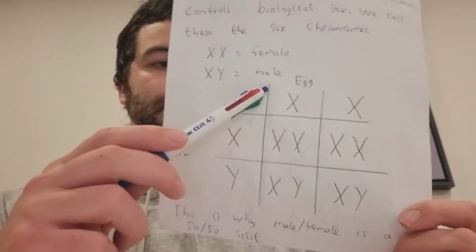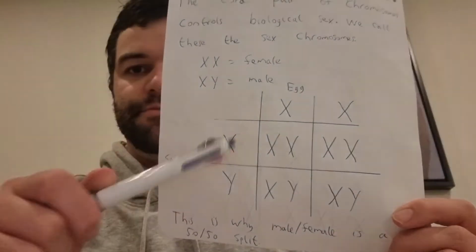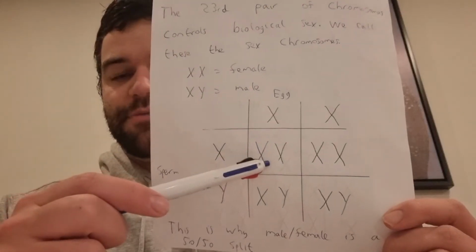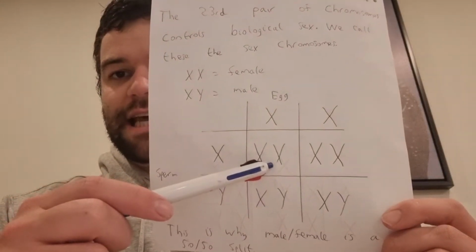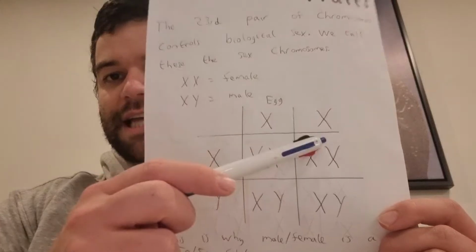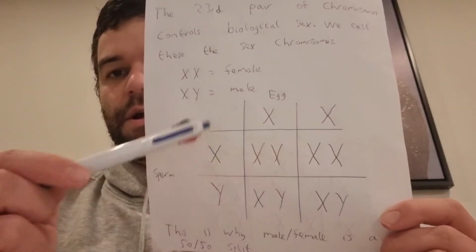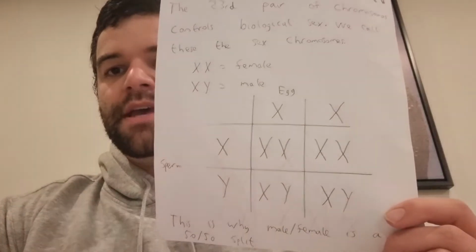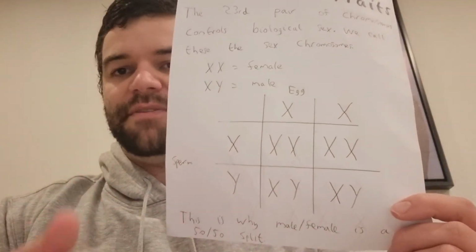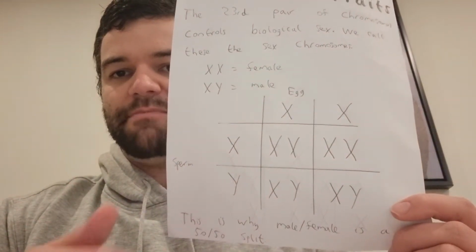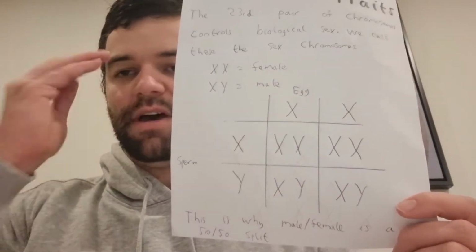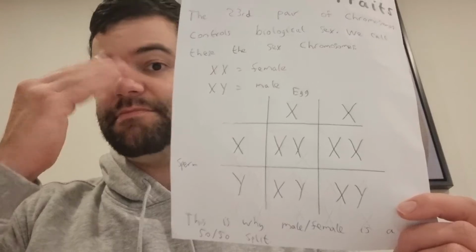So as you can see here, reading the Punnett square, we go down for this one across to this one. So this offspring would be a female because it's XX. So would this one because it's XX. Whereas the two on the bottom would be XY, so they would be male. So that's why there's always a 50-50 chance of a child being male or female, because there's a 50-50 chance of the sperm carrying the X or the Y chromosome, essentially.